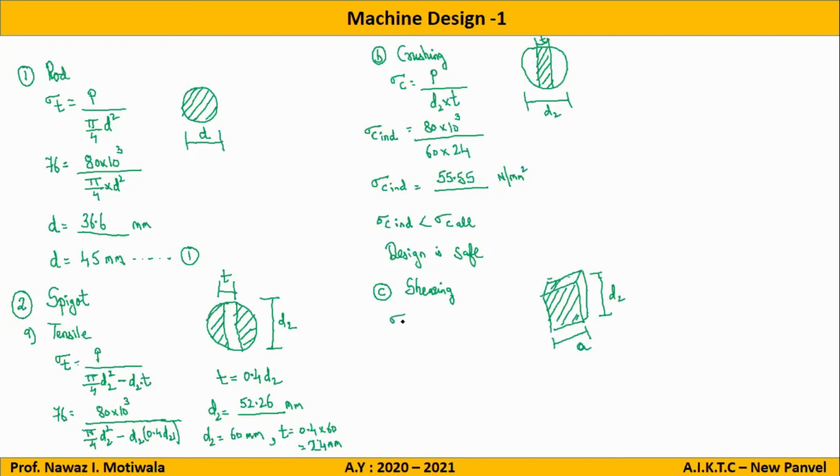So I will write sigma S is equal to P divided by area. Area will be 2 into A into D2. A into D2 is area of this rectangle, and one more rectangle is there on the behind face, which will be rubbing. So it will be 2 into A into D2. Now sigma S is known to me, I think 38 is equal to P. What is P? Yes, 80 kilonewton. So it is 80 into 10 raised to 3 divided by 2 into A into D2, we have finalized as 60. So from here, the only unknown is what?